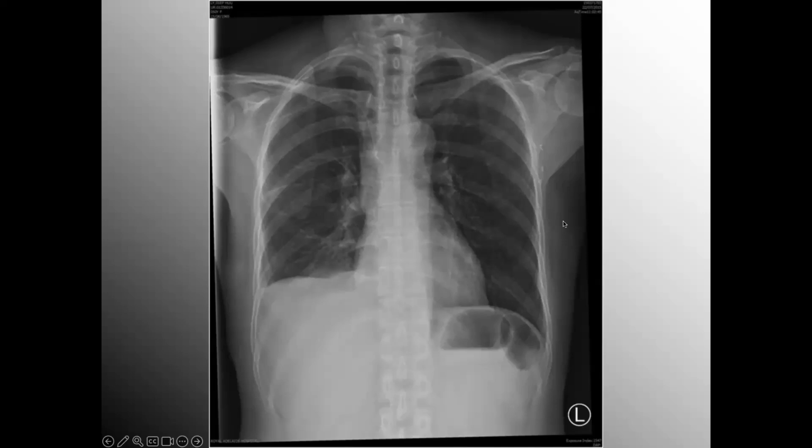Bones, I don't really see a whole lot, but I do see what appears to be a metallic density, just kind of random artifact. It could be staples. It could be old clips. They could have had some kind of procedure done on that left side. Just to give you something to keep you awake there.